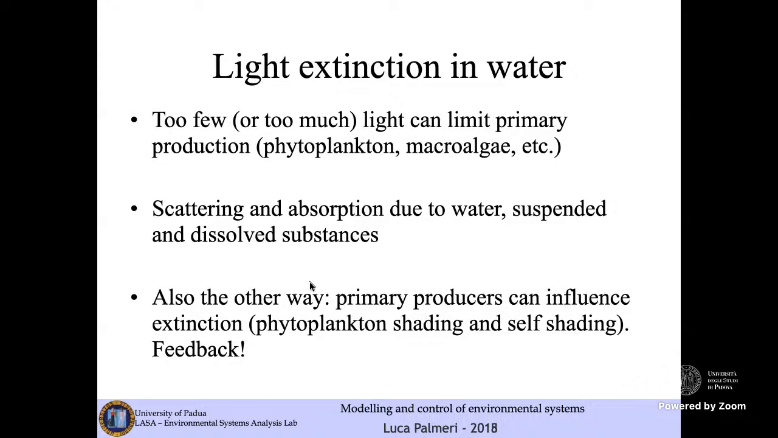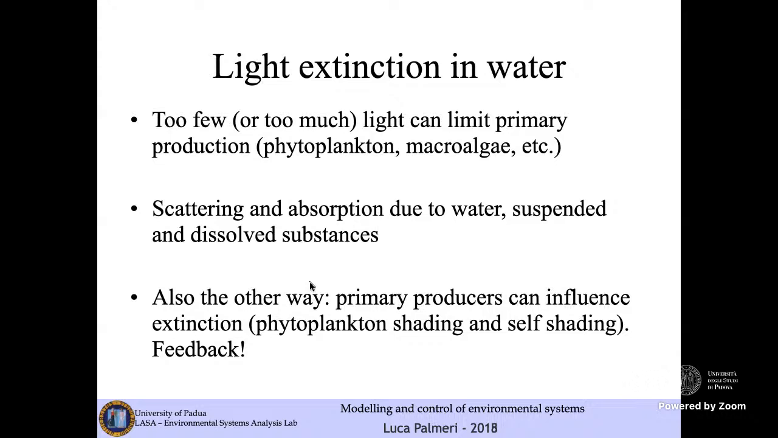So there is, of course, a linkage between the absorption of light, the light extinction that is due to scattering and absorption, and the quantity of suspended particles or dissolved substances in the water column.